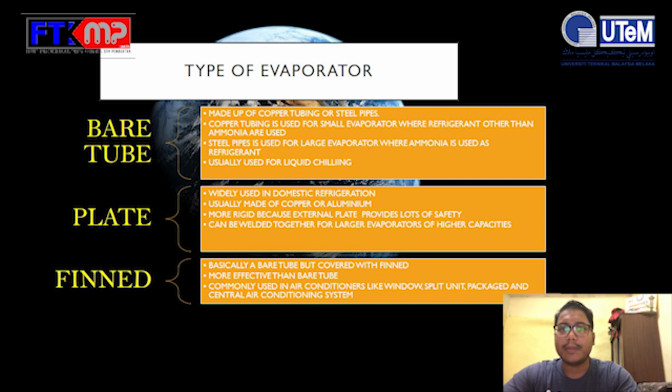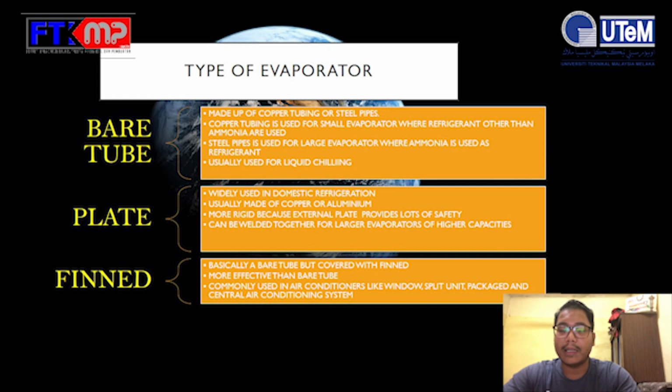Steel pipes are used for larger evaporators, where ammonia is mainly the refrigerant used. Usually this type of evaporator is used for liquid chilling. The next one is the plate type of evaporator.